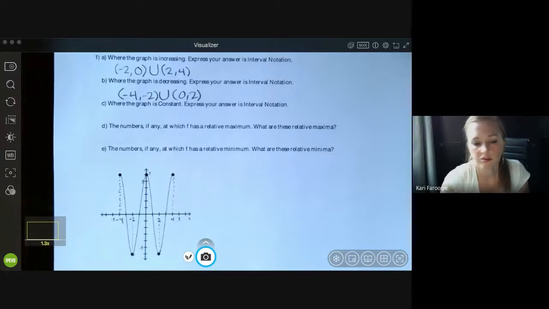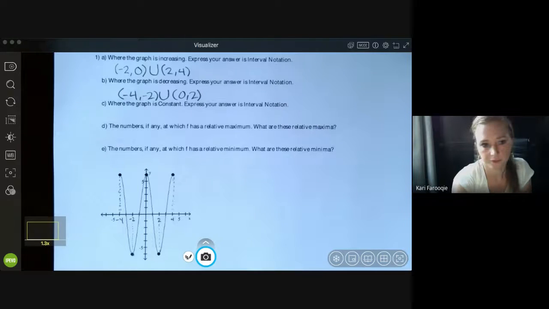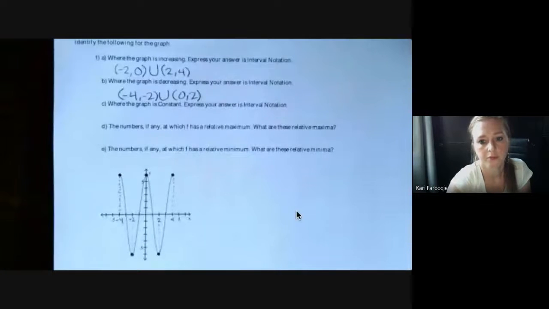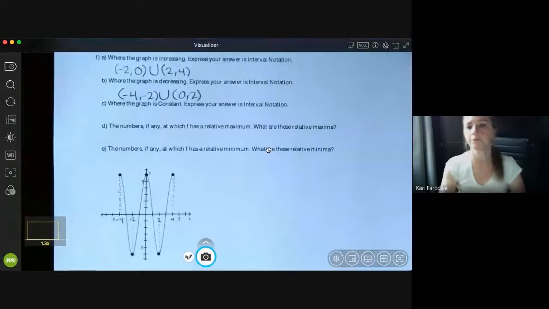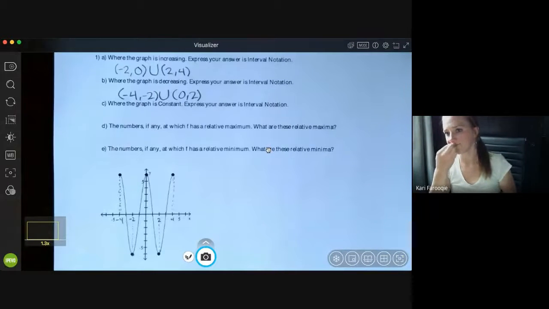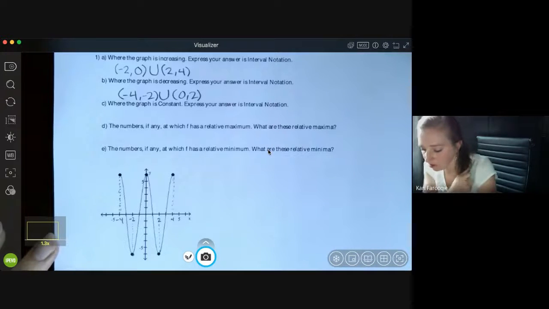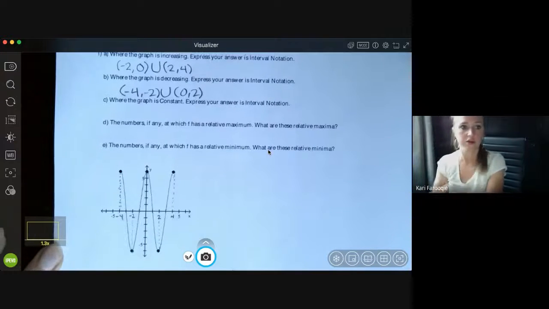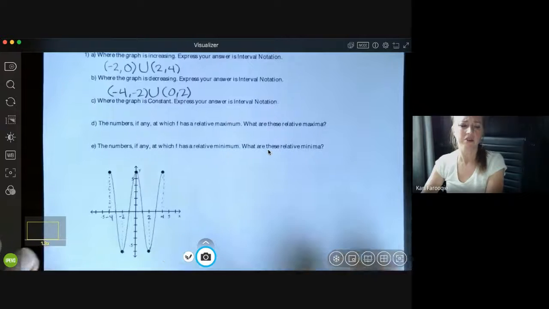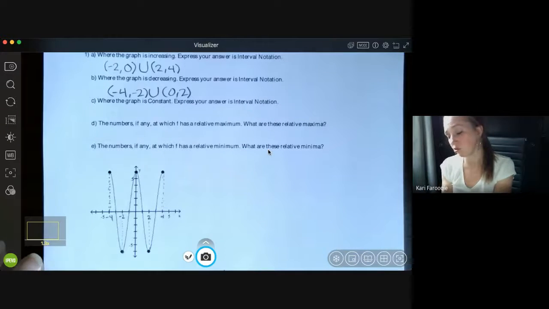Any questions on A or B? Okay. C, where the graph is constant. We're looking for intervals where that occurs. You guys have not seen an example of this yet. We're going to do an example of a place where a graph is constant next.